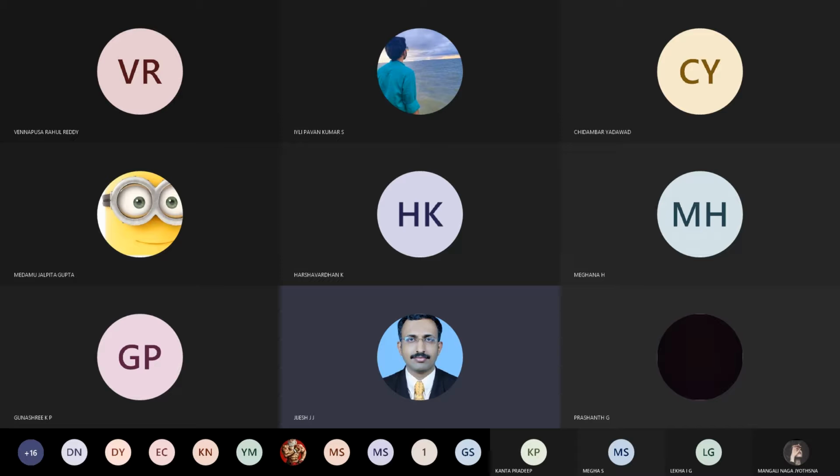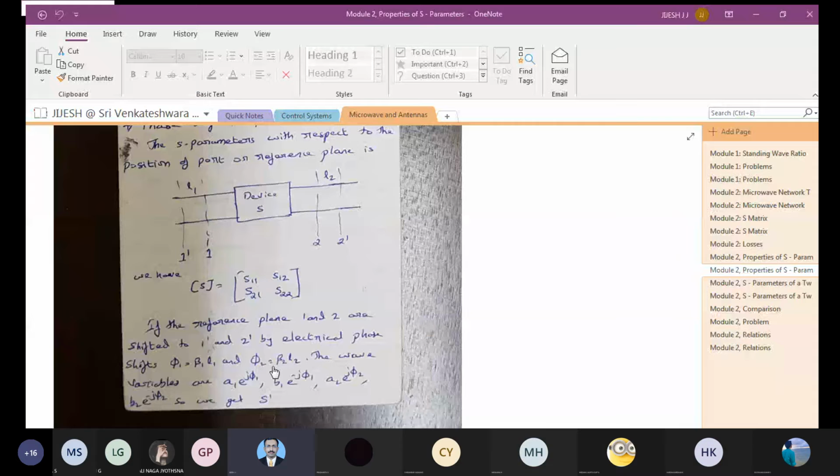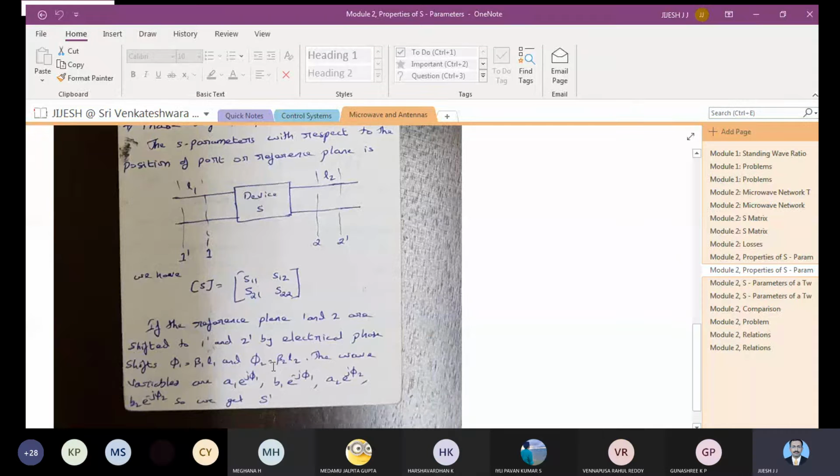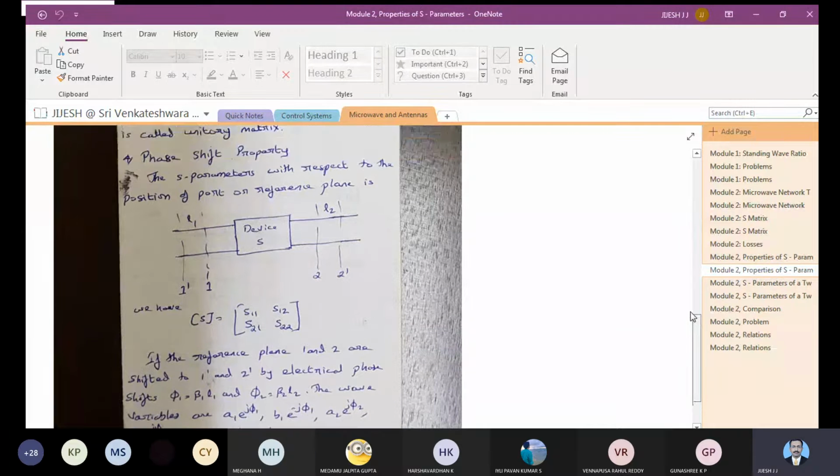We'll understand what we mean by the fourth property, that is the phase shift property. Can you see the document? Yes, sir. Okay, so the phase shift property is what we left in the previous class.